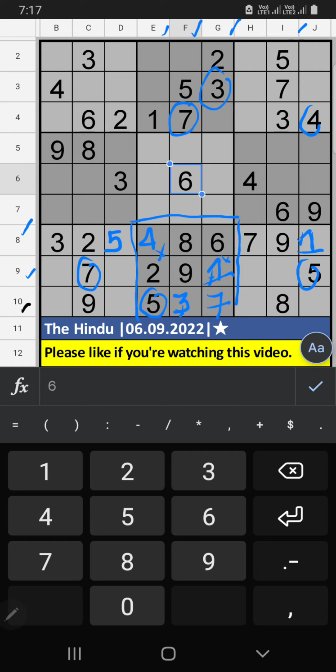10th row, column I, we have 3. So 3 can't come in these cells, the 3 is confirmed here. Column H, column J, we have 4. So 4 can't come in these cells, then 4 is confirmed here. 9th grade, 2 numbers are remaining, 2 and 6. It will come in one of the two cells. We will confirm later.